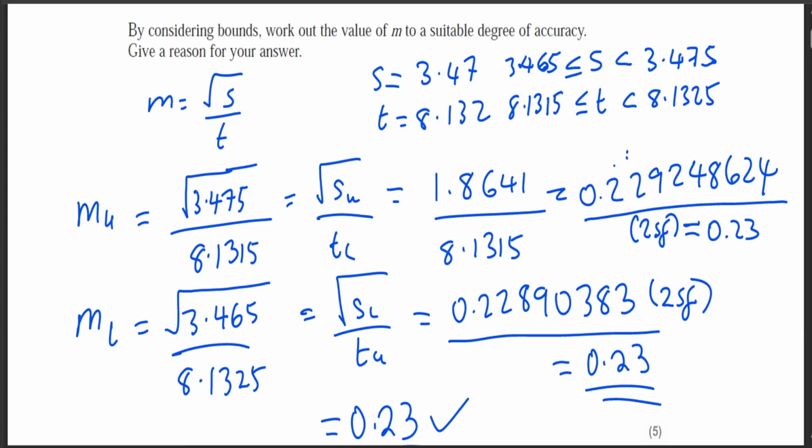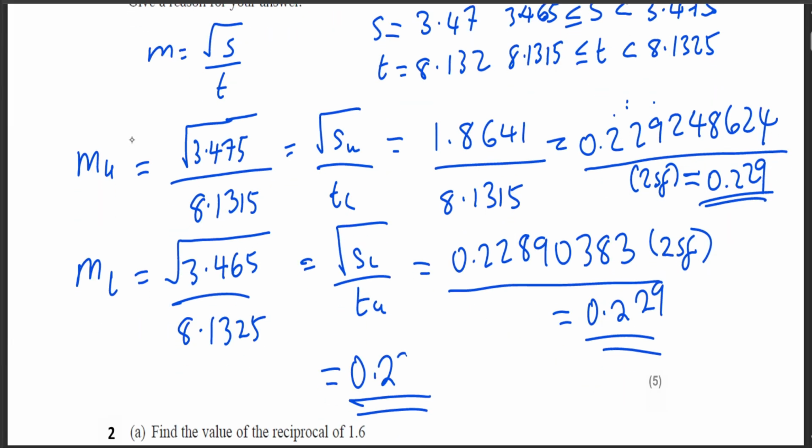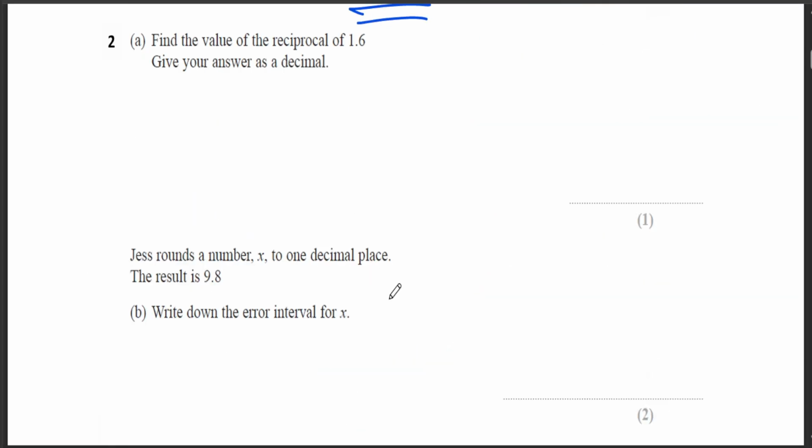If you round it to maybe 3 significant figures, it's going to give you 0.229, and the other one is going to give you 0.229 as well. So 0.229 is also good, and at least understandable. So something like that.